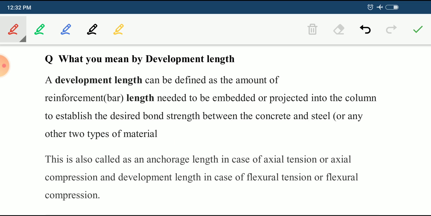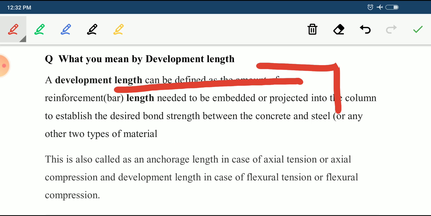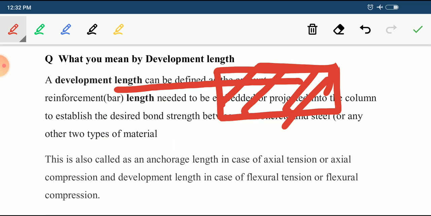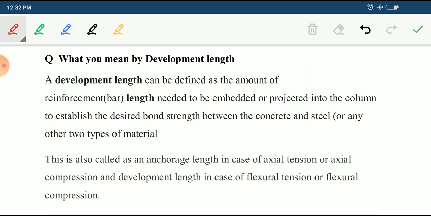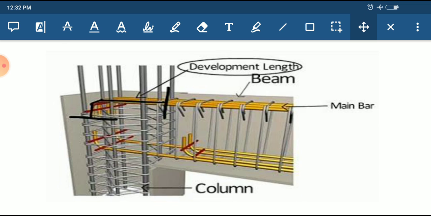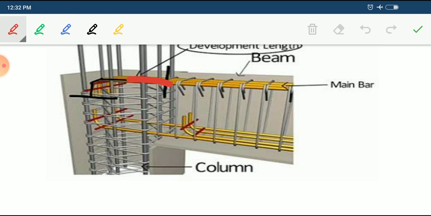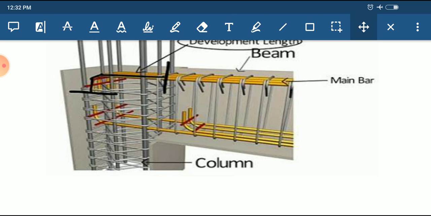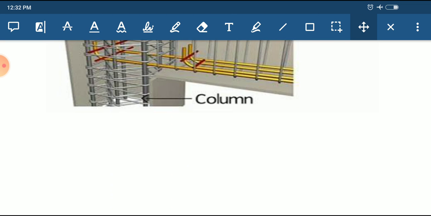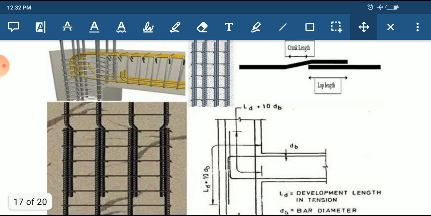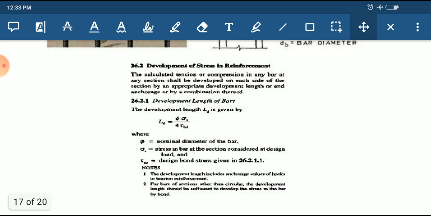What do you mean by development length? It means the minimum length that should be embedded in the concrete in order to achieve the desired strength. In the diagram I will show, this is your LD. So this is the LD. I will show the formula to calculate the LD.